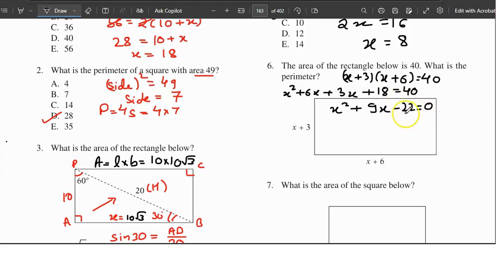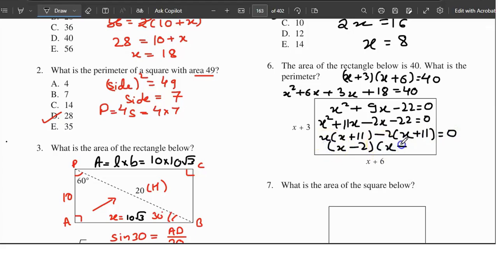Now we'll factorize it. Factors of 22 whose difference is 9. It's simple. 11 minus 2 is 9. So this is x square plus 11x minus 2x minus 22 equals 0. We can take x common from here. This would be x plus 11, and minus 2 common from here. This should be x plus 11 equals 0. So x minus 2 into x plus 11 is 0.